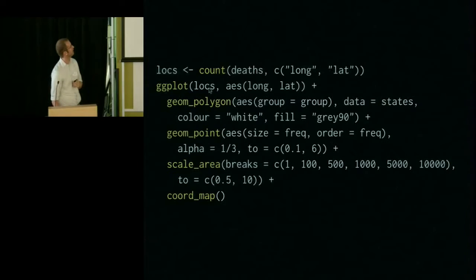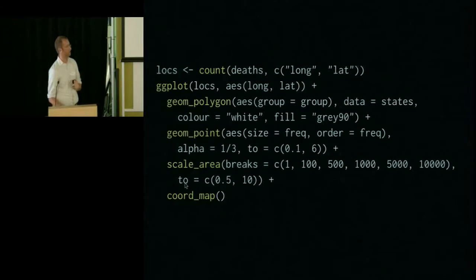My first layer is a layer of polygons. I'm using it from the states database, which basically has the outlines of all of the states of Mexico on it. Then I'm going to add on a layer of points, which comes from this locations data, and I'm going to map the size of each point to the number of deaths there. Need to do one little tweak to that size. We know that when we look at dots, we basically perceive their area rather than their radius. So I need to adjust the scale that's used to map values to radius. I need to do a square root transformation, which is what scale area does.